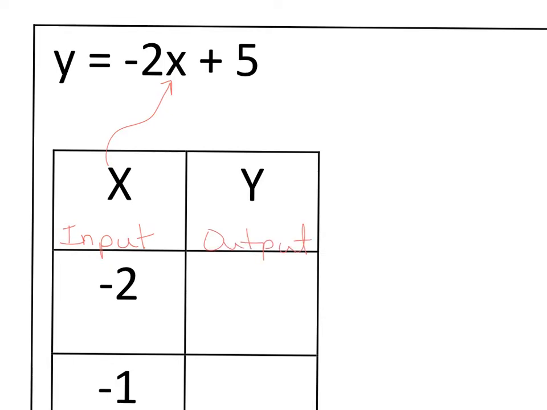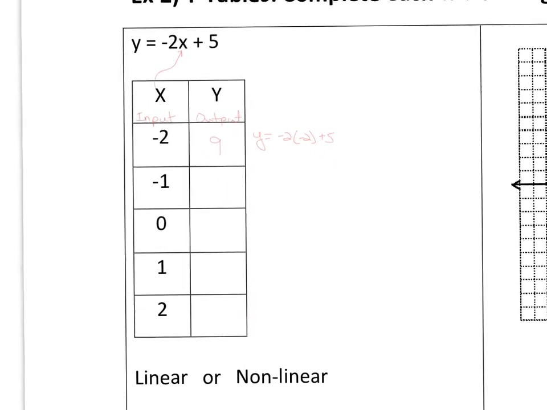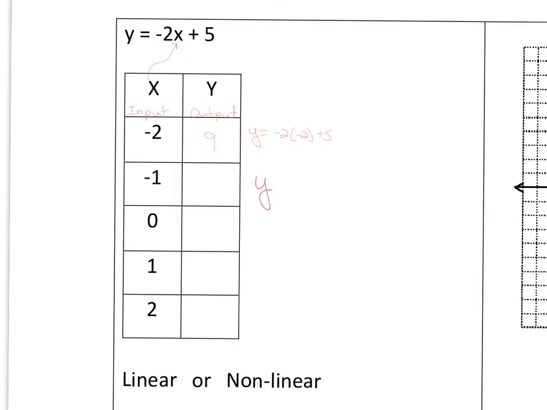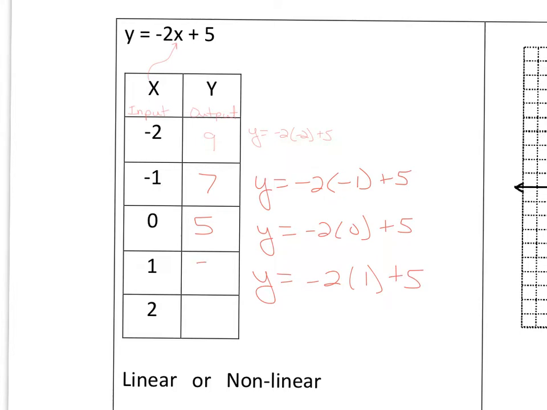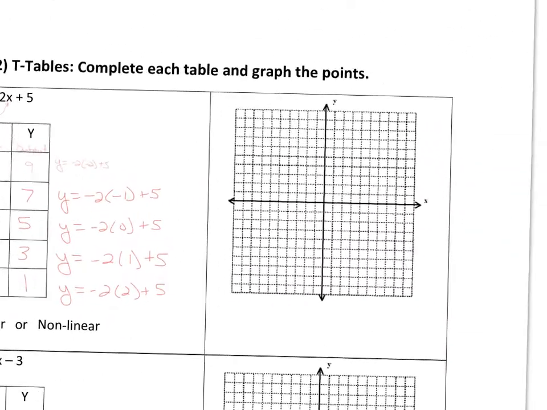So the first thing we're going to do is take this -2 and plug it in right here and get an answer. So we're going to have y equals -2 times -2 plus 5, which will give you 9. Okay, and you're just going to keep doing that. So the next one, y equals -2 times -1 plus 5, which will give you 7. Now plug in the 0, so -2 times 0 plus 5, you get a 5 out. Plug in the positive 1, and you end up with 3. And then plug in the positive 2 and get 1.